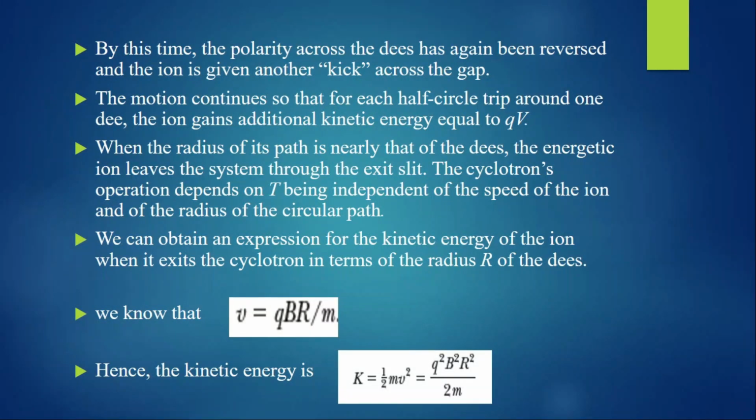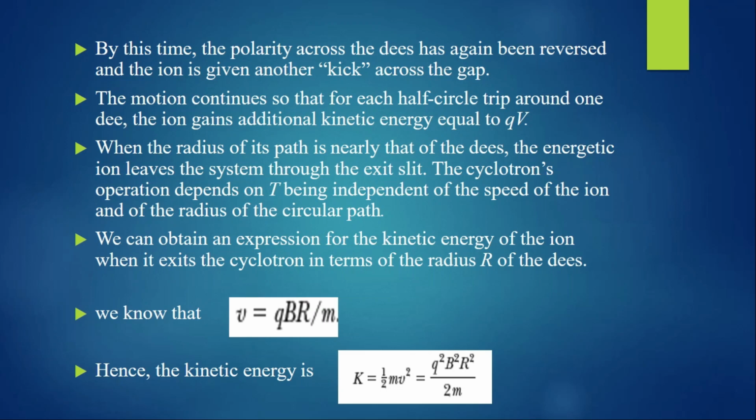By this time, the polarity across the Ds has again been reversed and the ion is given another kick across the gap. The motion continues so that for each half circle trip around D1, the ion gains additional kinetic energy equal to qV. When the radius of its path is nearly that of the Ds, the energetic ion leaves the system through the exit slit.